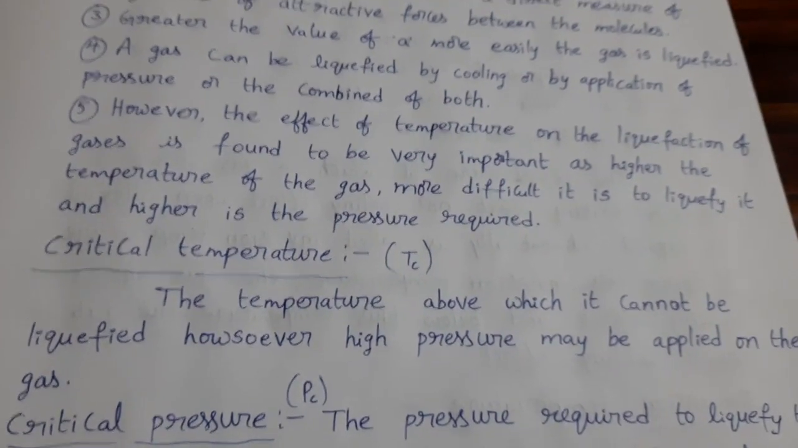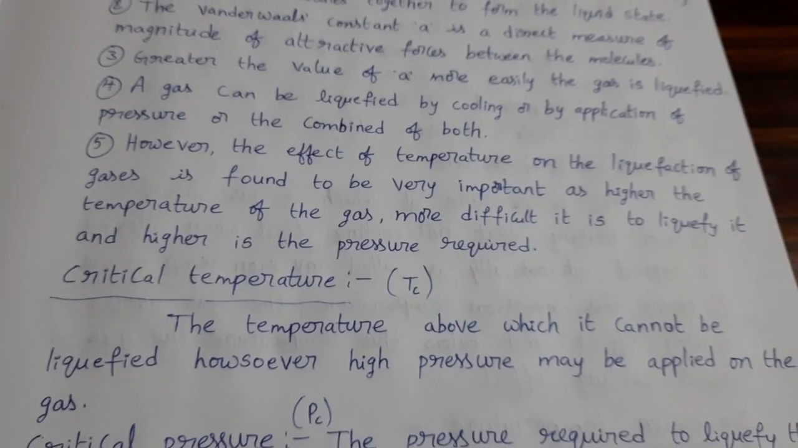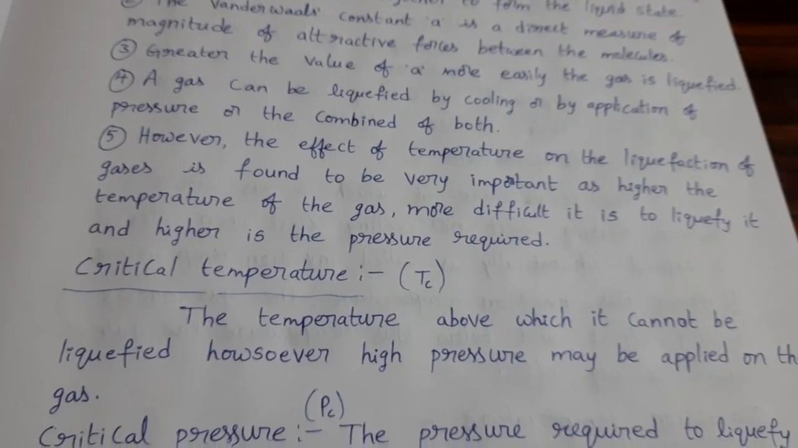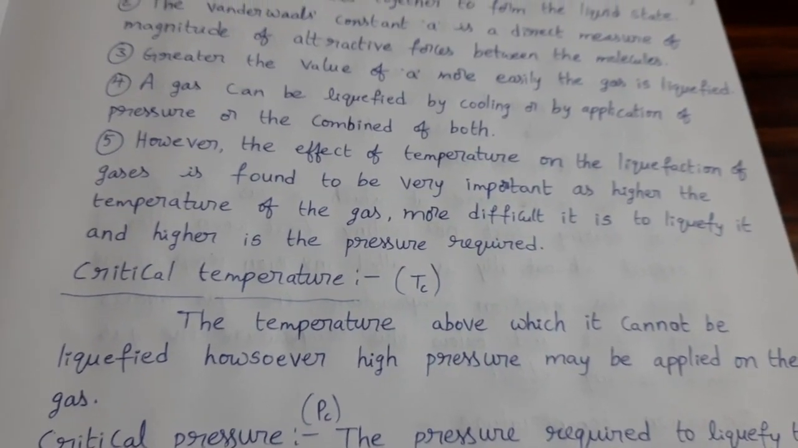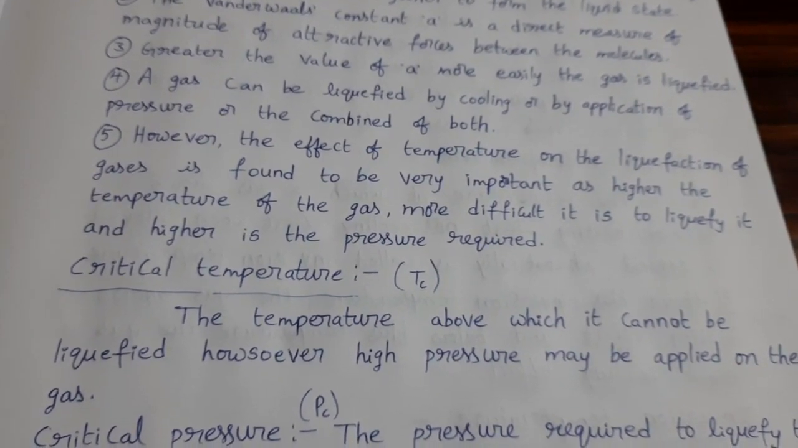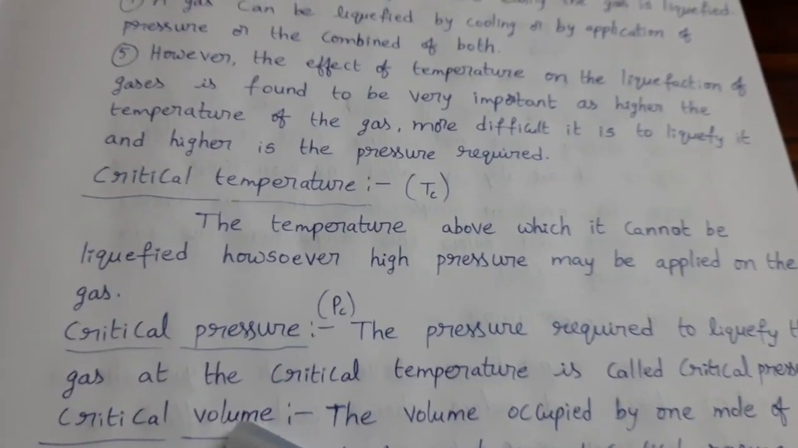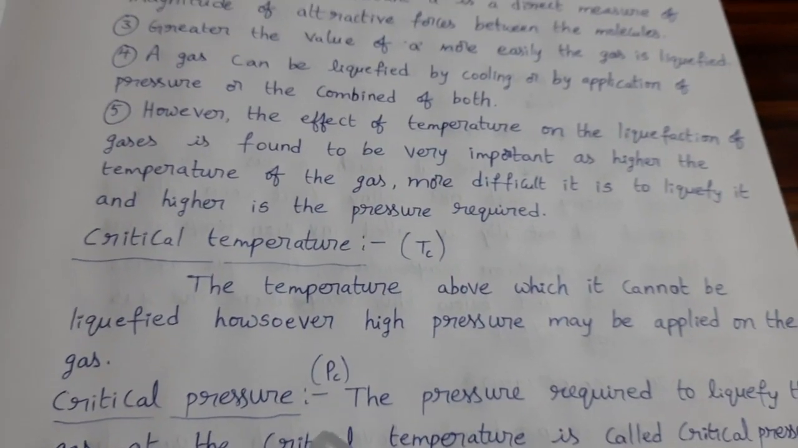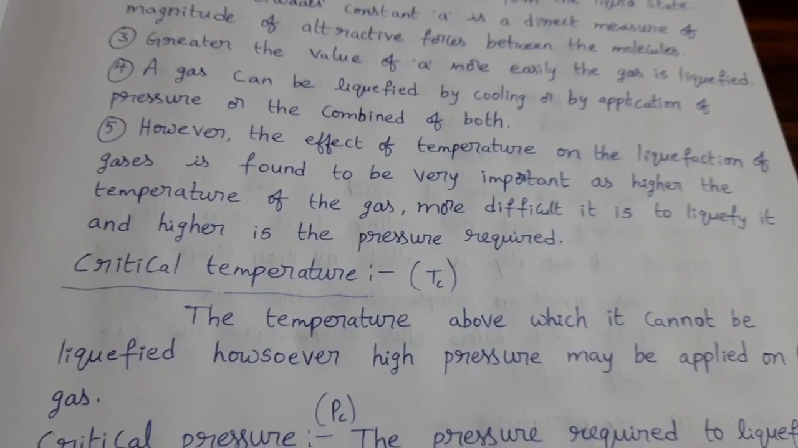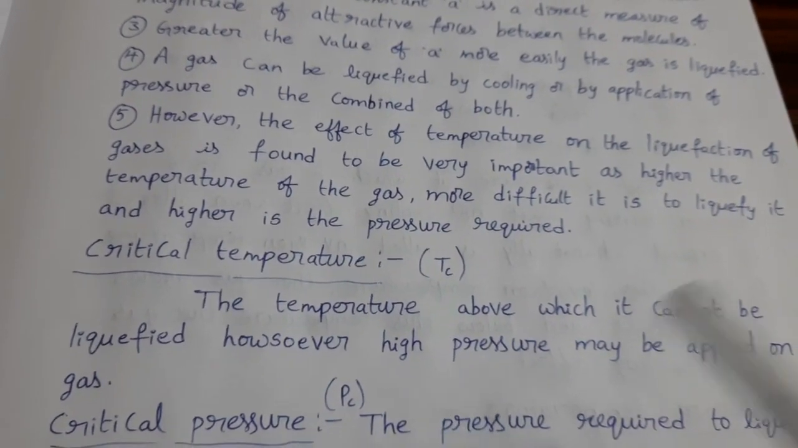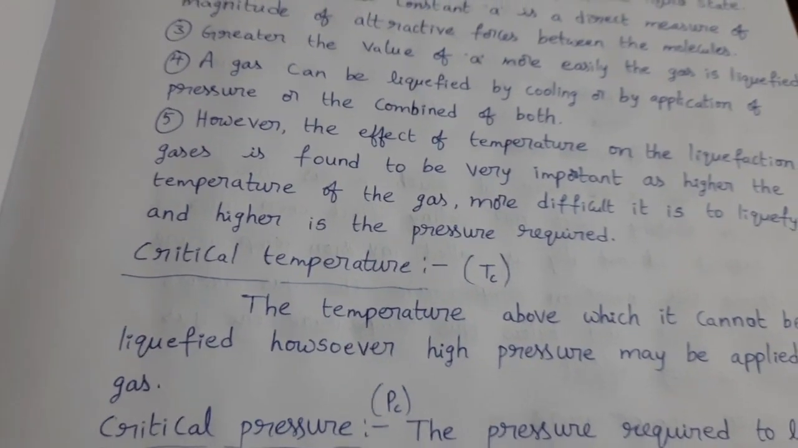Understand carefully. The temperature above which a gas cannot be converted to liquid even after applying high pressure, that temperature is called critical temperature, represented by Tc. So critical temperature is the maximum temperature above which a gas cannot be converted to liquid. Below that critical temperature, we can convert that gas into liquid state.